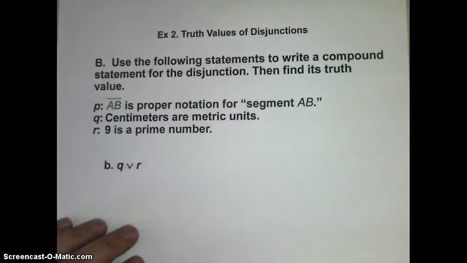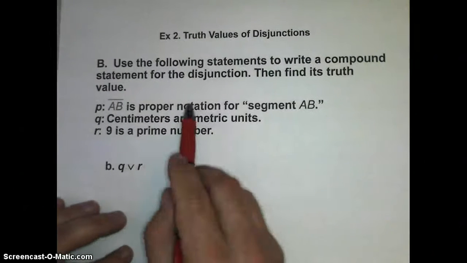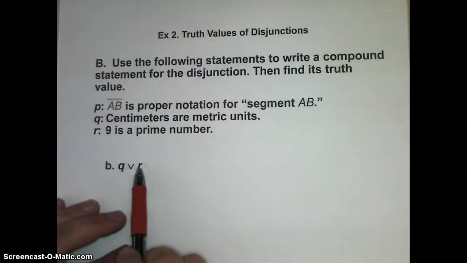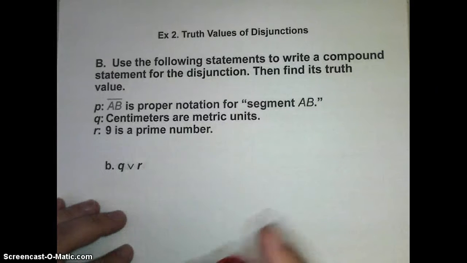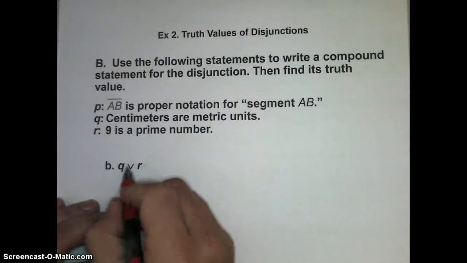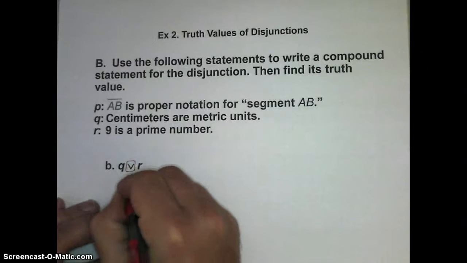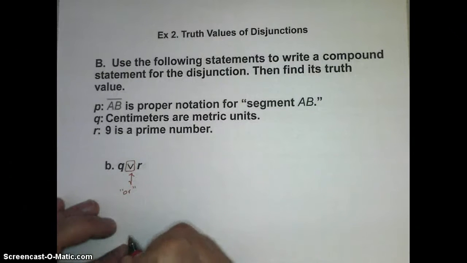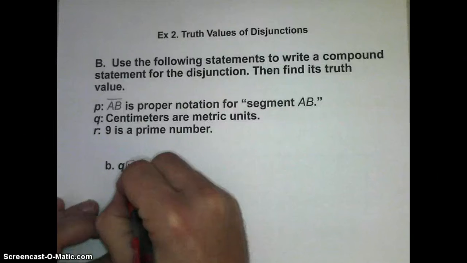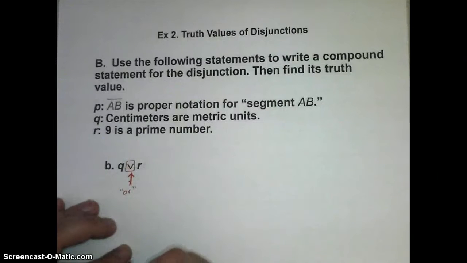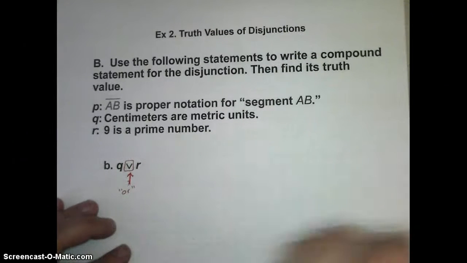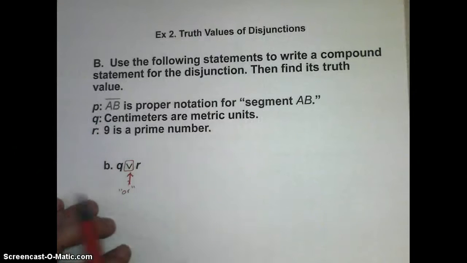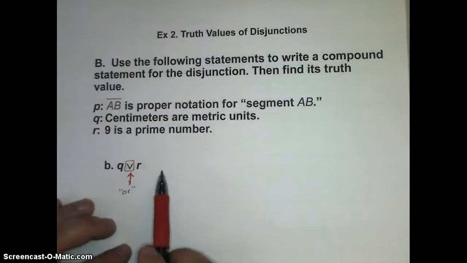All right, let's try part B. Again, using the same statements, we're going to write the disjunction Q or R. This symbol literally means the disjunction or. Okay, so it's just an upside down symbol for and. It means the opposite of and, which is or in this case. So we're using Q and R. Why don't you pause the video and write that disjunction?